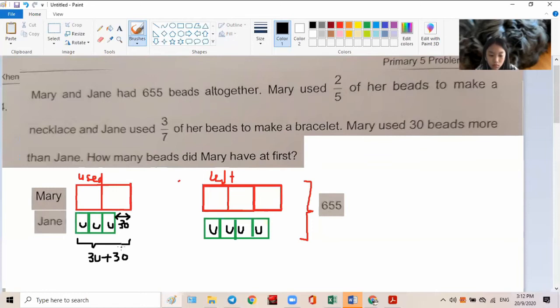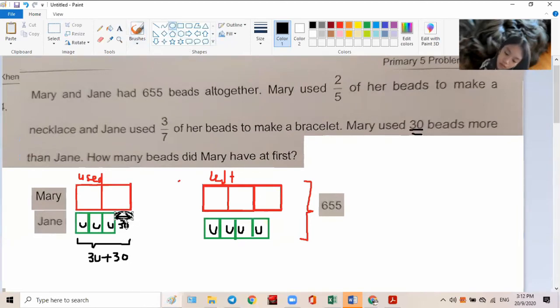You can see the picture because Mary used 30 more than Jane, right? So in order for Jane to catch up with Mary's 2 boxes, Jane has to use 30 more. So you can see 3 unit plus 30 is the 2 giant red unit. Very important. Jane used 3/7, 1, 2, 3, but Mary's 2 boxes used 30 more than Jane, right? It's longer than Jane by 30. Can you see why I draw 30 here?